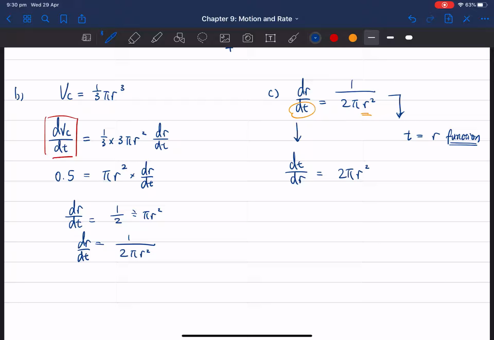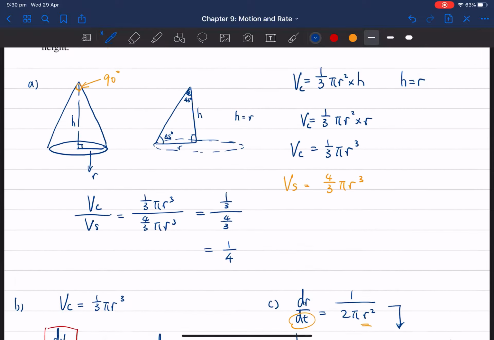All right, so we'll take the reciprocal of both sides, and now as you can see, the denominator is in terms of r, and on the right hand side it's also r. So now t is equal to the integral of 2 pi r squared dr, and t is equal to 2 over 3 pi r cubed plus c.